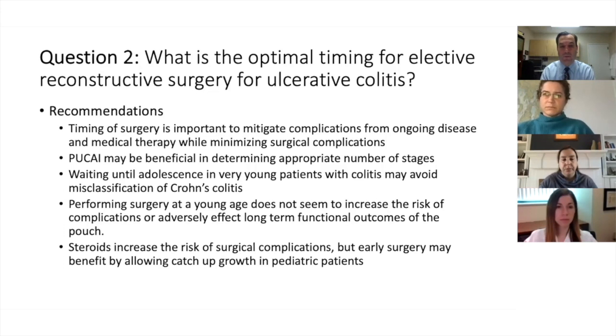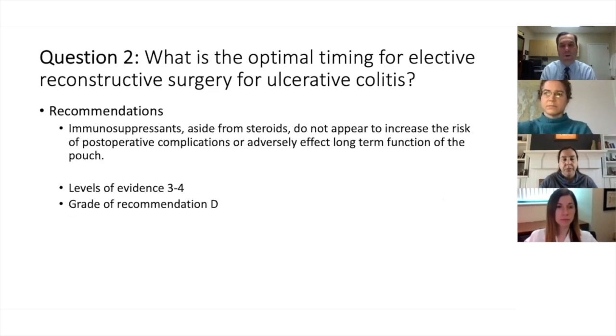Steroids do have an increased risk of surgical complications, but early surgical therapy may benefit these children by allowing them to wean off the steroids quicker and allow them catch-up growth. Immunosuppressants, aside from the steroids as mentioned, do not seem to increase the risk of postoperative complications or adversely affect long-term functions of the pouch. The level of evidence for these articles is 3 to 4, and the grade of recommendation is a D.